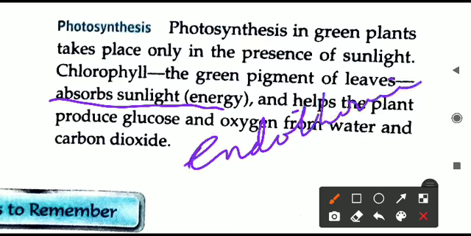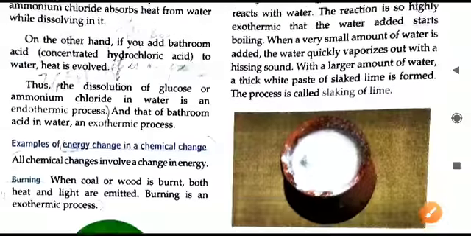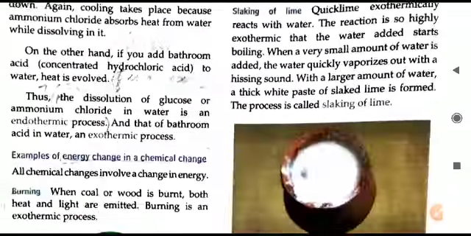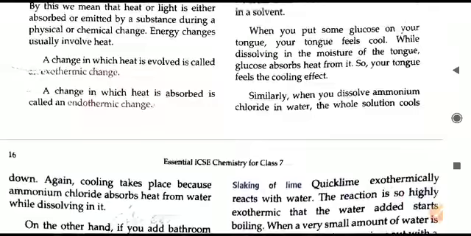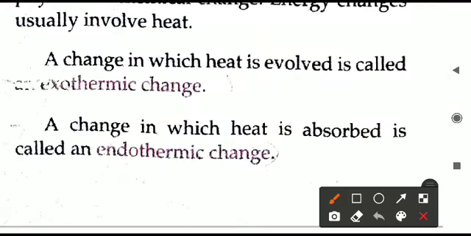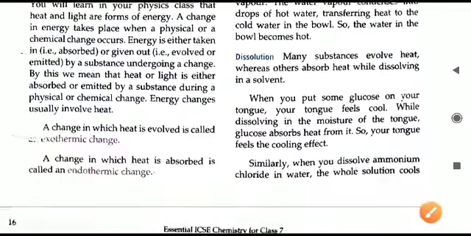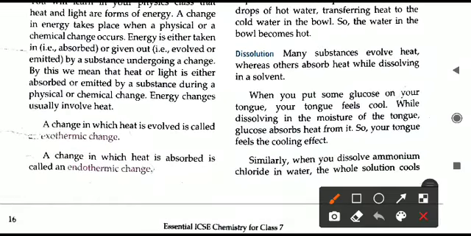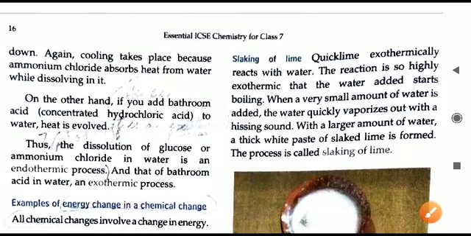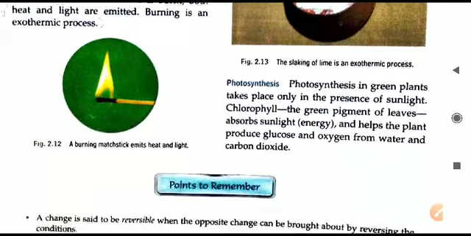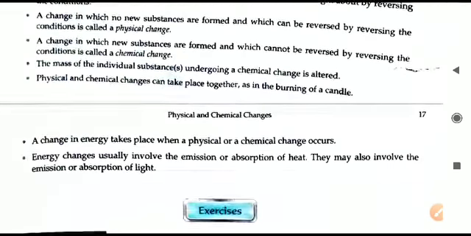So that is all. We have completed all the types of changes related to energy change in physical and chemical changes. Some are called exothermic and others are called endothermic. Again I tell you, take a note of these two definitions and relate them to these examples. In the exam, these examples can be asked, and you have to identify whether it is exothermic or endothermic. So read all these examples properly. That is all. The chapter revision ends here.